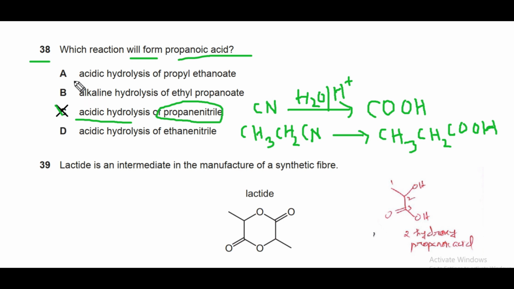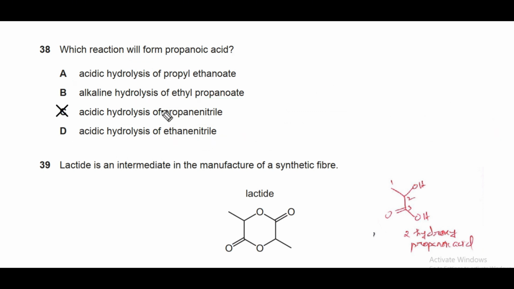Why is A wrong? Acidic hydrolysis of propyl ethanoate, ethanoic acid will form, not propanoic acid. And alkaline hydrolysis of ethyl propanoate, the sodium salt of propanoic acid will be formed. So this is wrong. Ethanenitrile will form ethanoic acid, not propanoic acid. So only propanenitrile, if you do acidic hydrolysis, you will get propanoic acid.